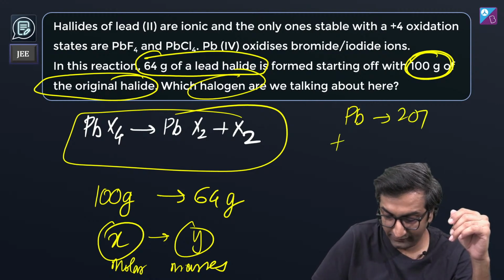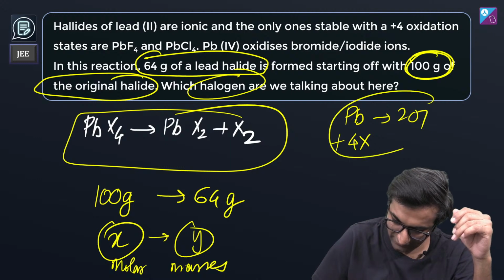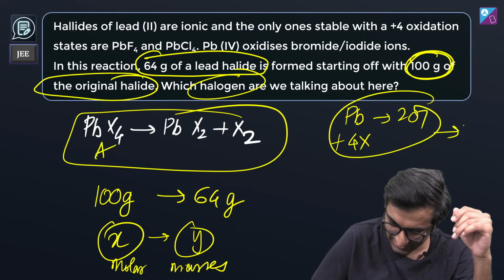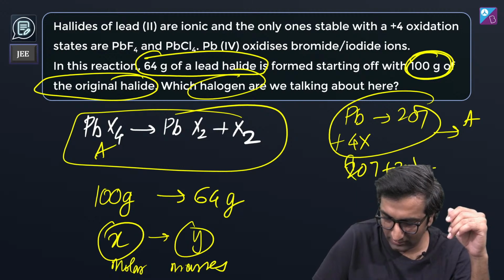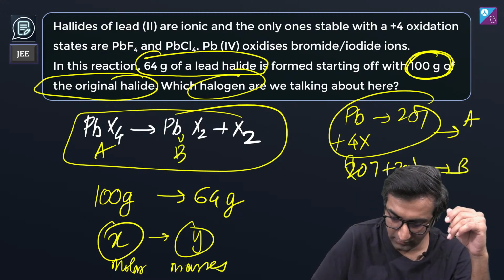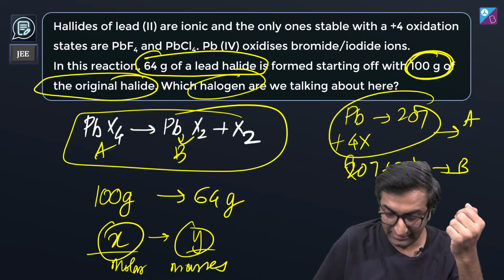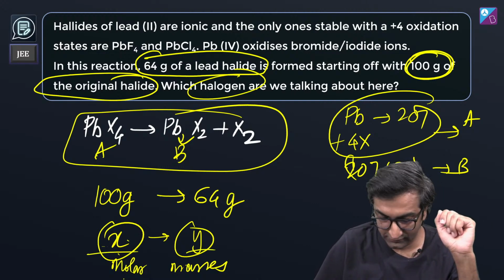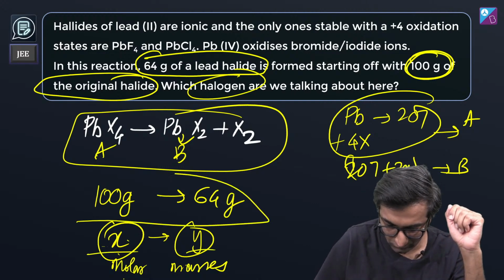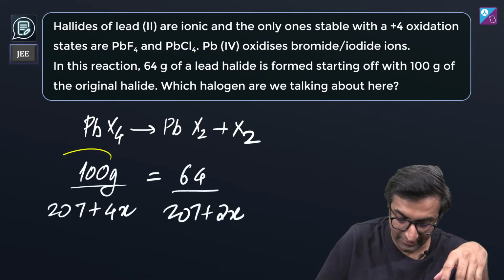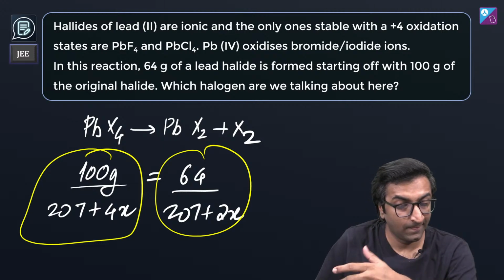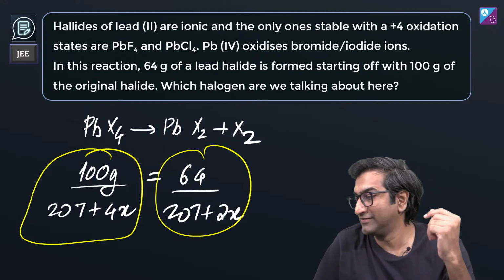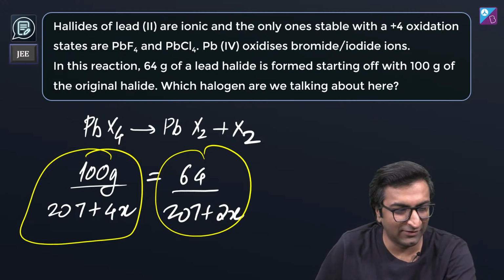Plus 4X will give me, say, A. 207 plus 2X will give me B. So I literally have to just find the ratio of both of these, right? So I say कि 100 by 207 plus 4x is 64 by 207 plus 2x. ओ कैसे सॉल्व करना है हाथ से? दिमाग में भी कर सकते हो, सो हाथ से सॉल्व करना जरूरी नहीं है.